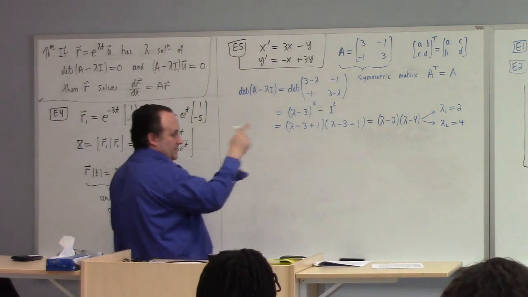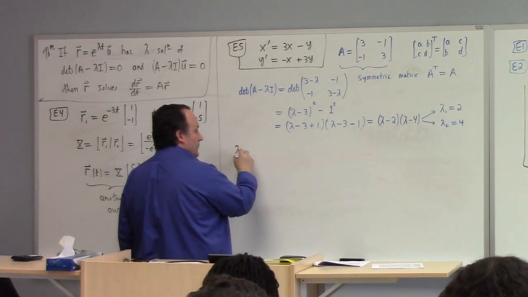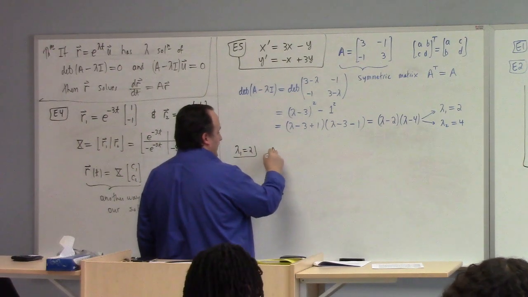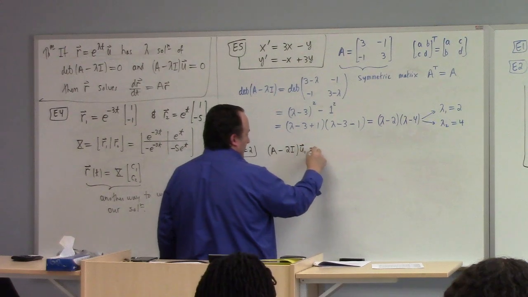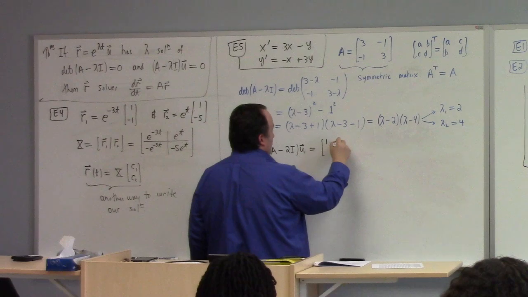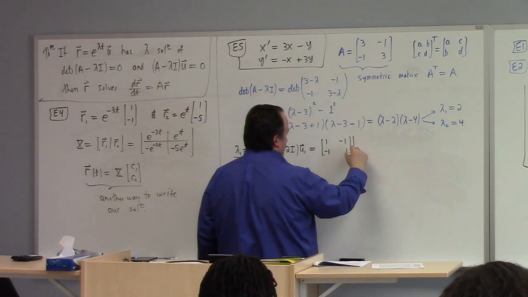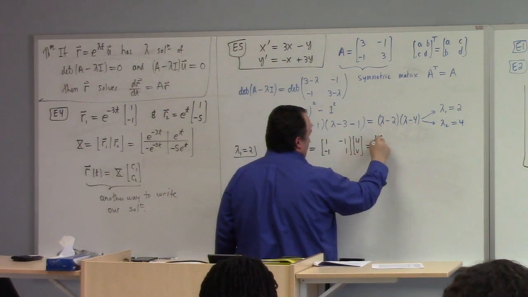All right, so eigenvalues are 2 and 4. Let us look at lambda 1 equals 2. So what I have to solve is A minus 2I times u1. For the current problem, that is (1, minus 1; minus 1, 1) times (u, v), equals (0, 0).